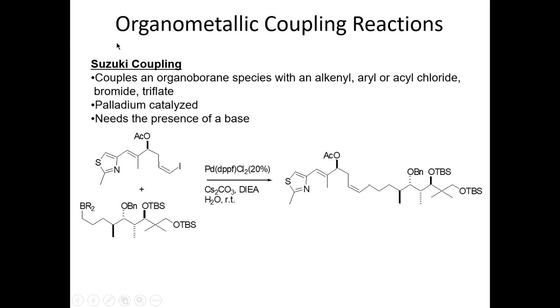right? So with Suzuki coupling, you need an organoborane. Normally, it's like some type of boronic acid, and then your coupling partner is going to be a vinyl, aryl, or acyl chloride, or it can be a bromide or a triflate, right? So here we have an iodide. So obviously we can include iodine in there, but you need a leaving group like a halogen or a triflate or something like that. And it's palladium catalyzed, and you need a base because the base prepares your boronic acid.